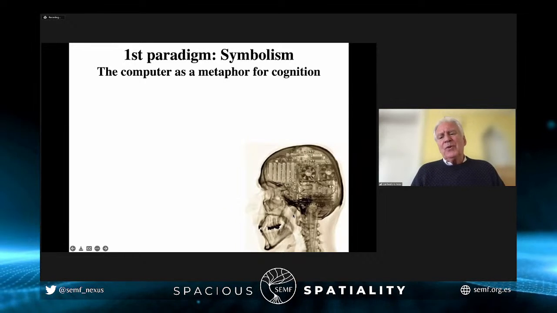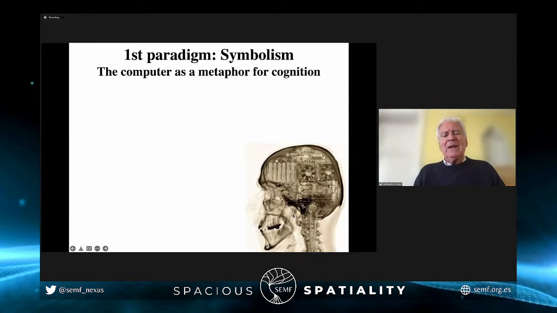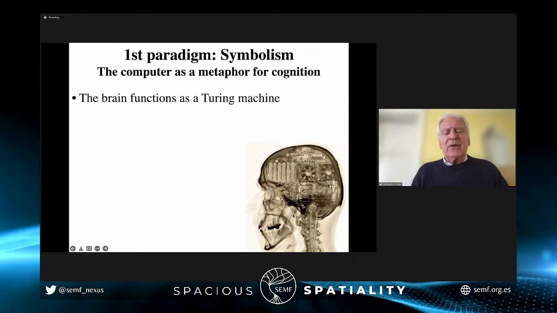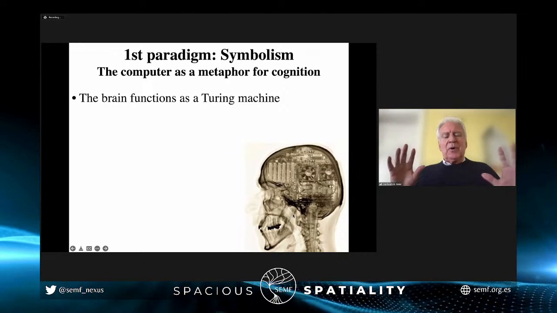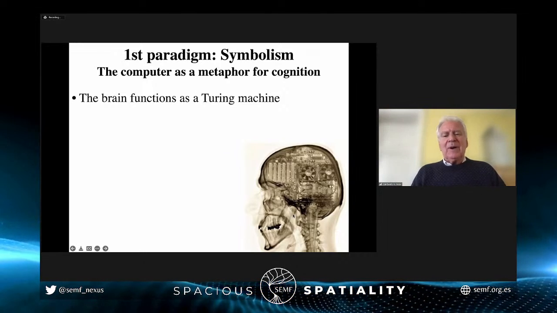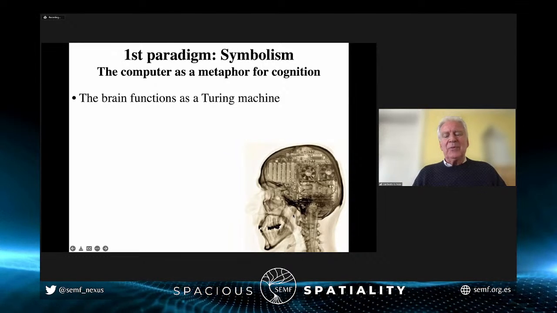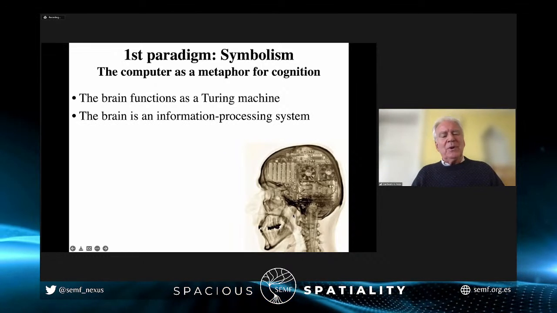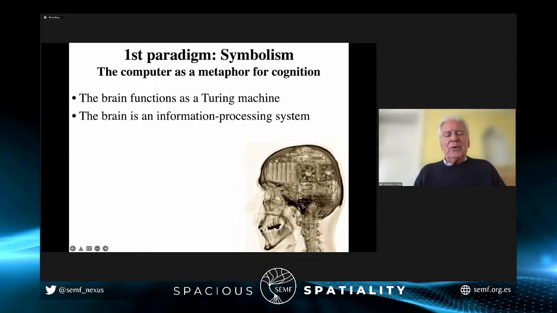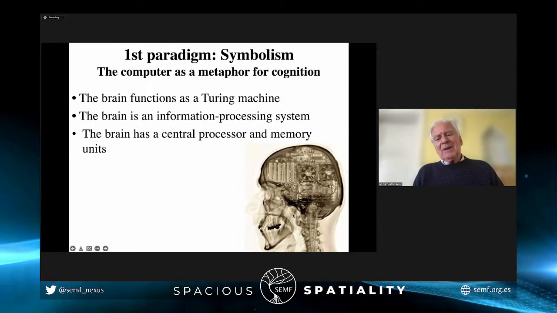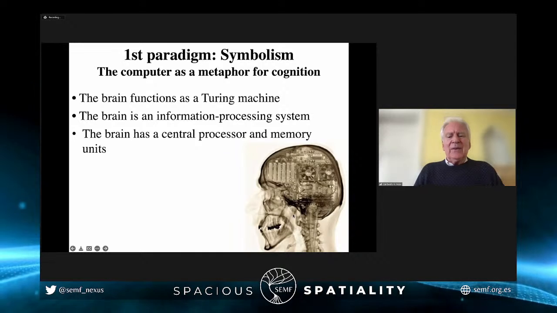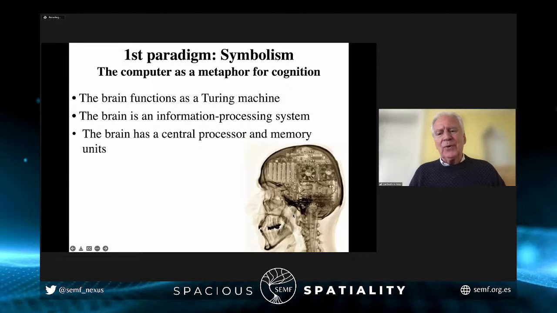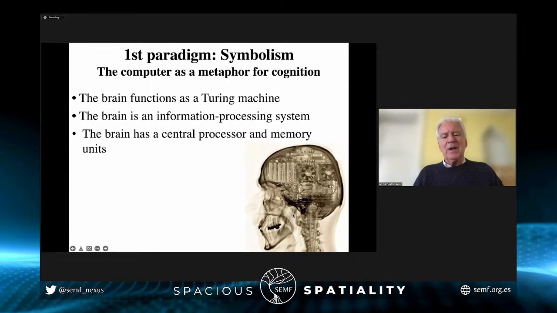And that was built out of the metaphor that the brain is a computer. So the idea was that the brain functions as a Turing machine. There is some kind of program that we have to decode. Everything runs in some kind of symbolic representation, be it zeros or ones, or be it something else. And so in brief, the brain is an information processing system. And part of the early cognitive science said that there is some kind of central processor, and then there are memory units for short-term and long-term memory, and so on.